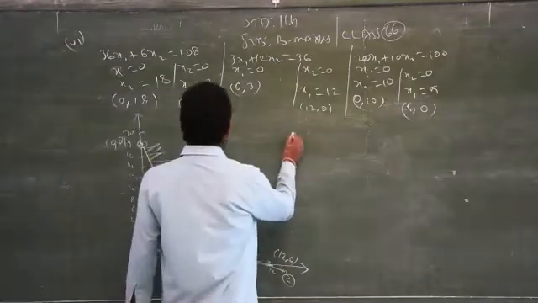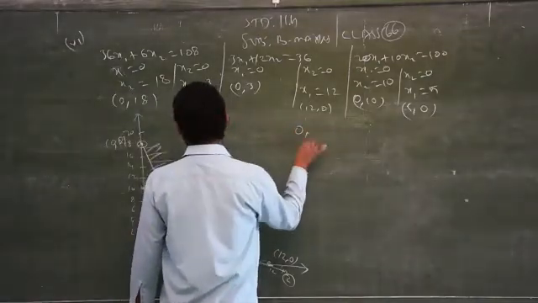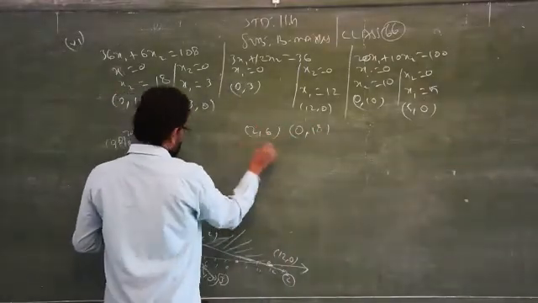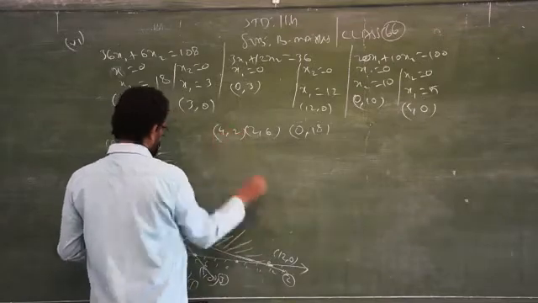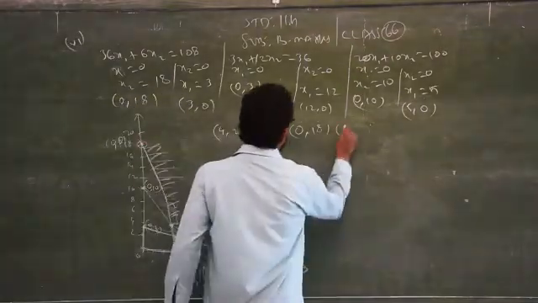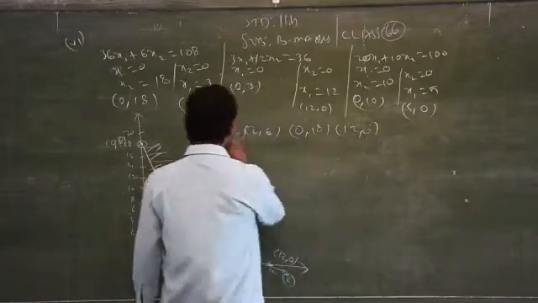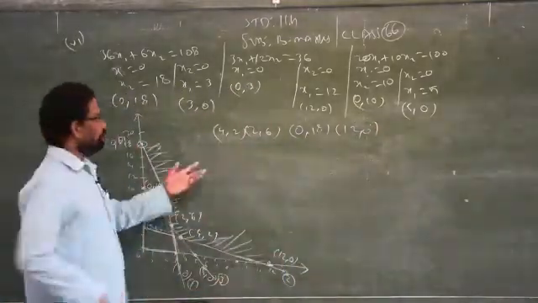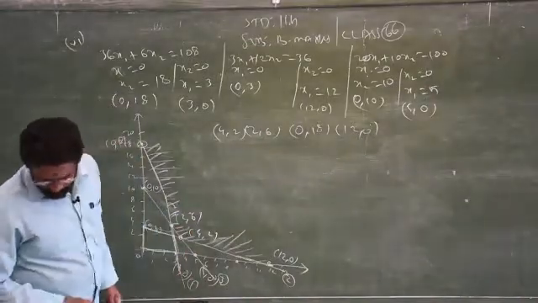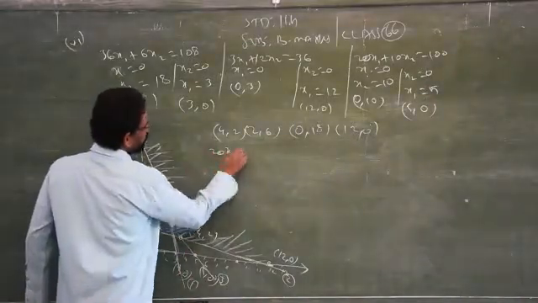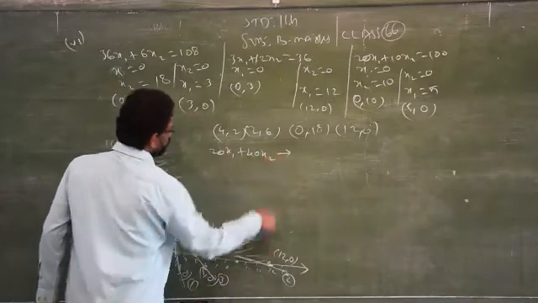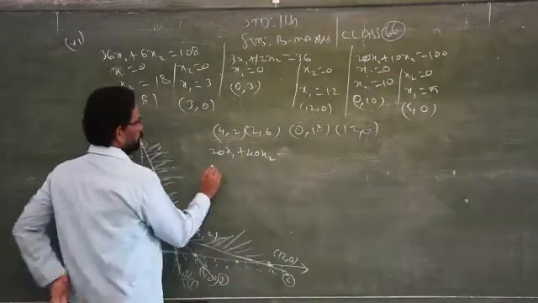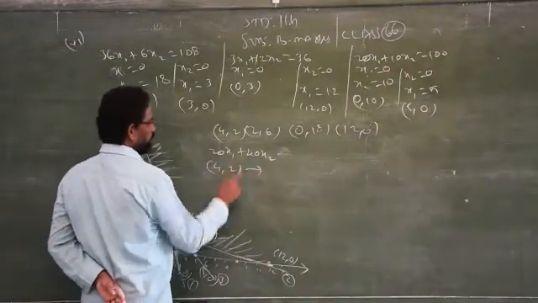So now we have the boundary points 0, 18, 2, 6, 4, 2, then 12, 0. So 1, 2, 3, 4 edges. Now what is the question? The question is given 20x1 plus 40x2. This is the question. Clear? So now you have to find out at 4, 2. What will be the answer?